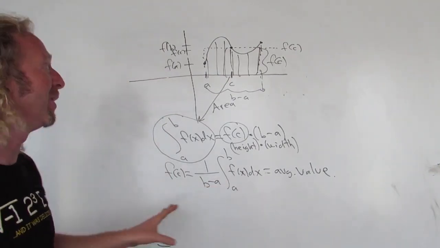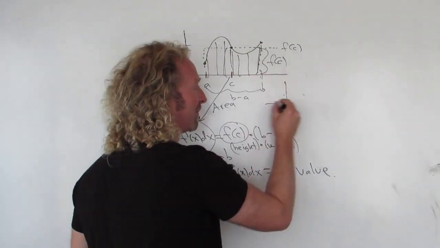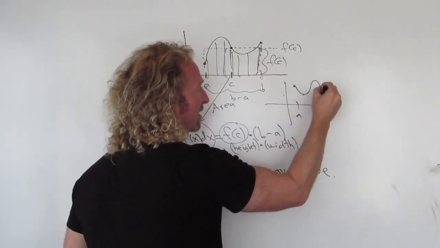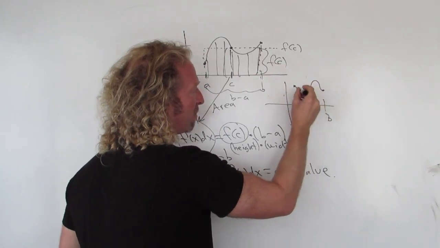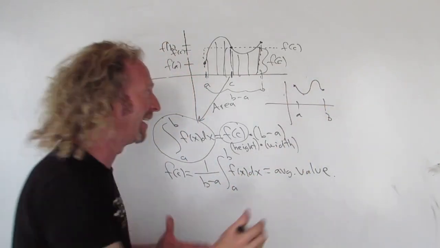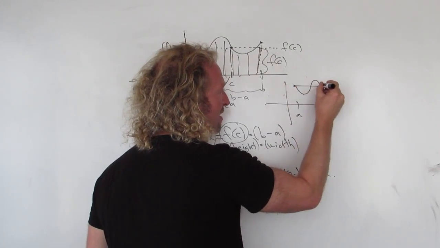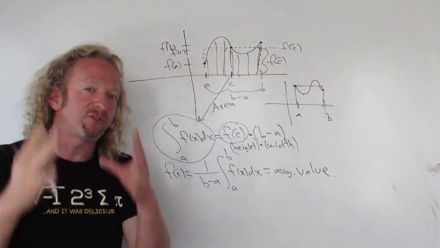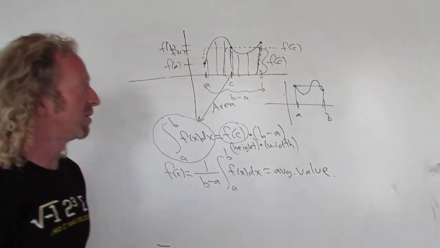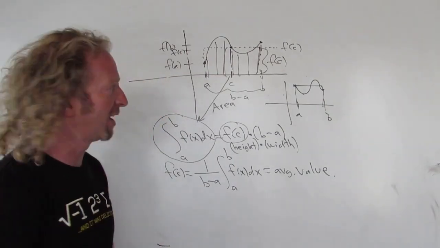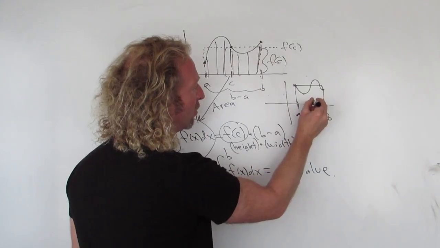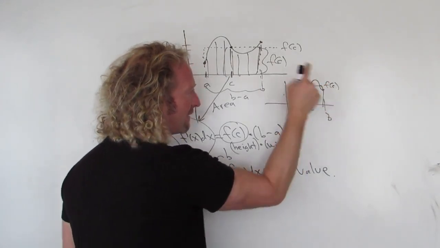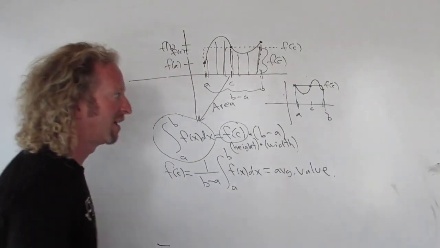Deep stuff, pretty wicked. So again, if you have a and you have b, and you draw a picture like this, you should be able to find a box that gives you the same area somewhere. So maybe this is that box, right? And the height of that box is called the average value of the function. In this case, this here would be the value of c, and this would be your f of c. f of c is the height of the box. It's the average value of the function, right?